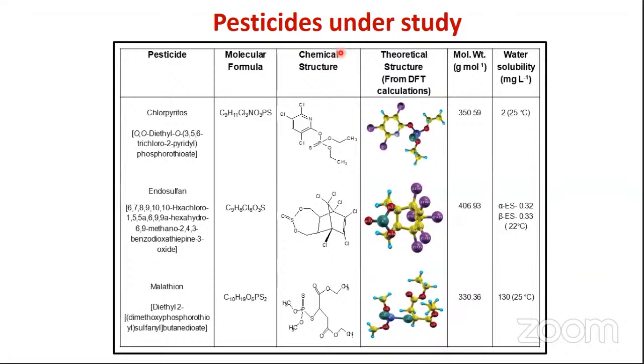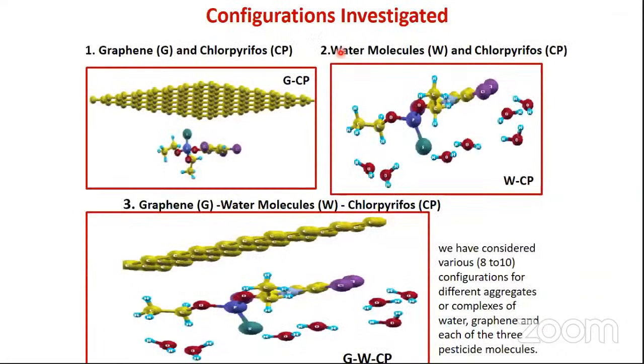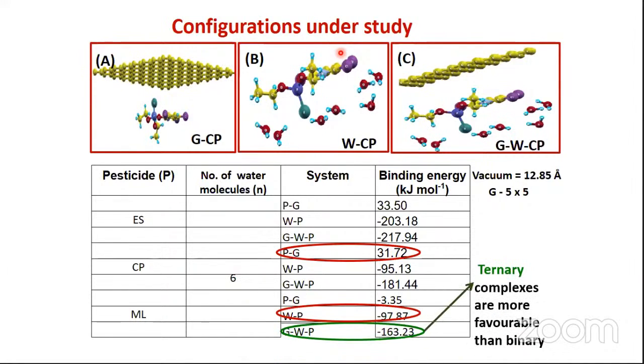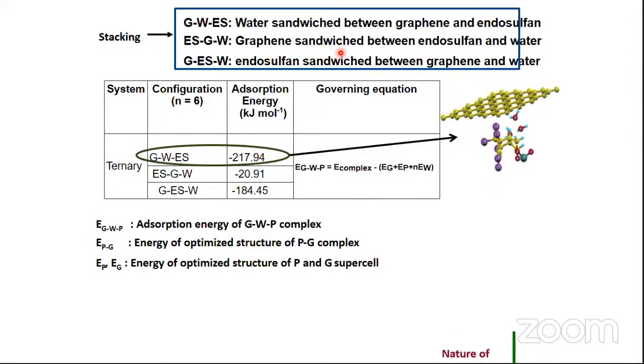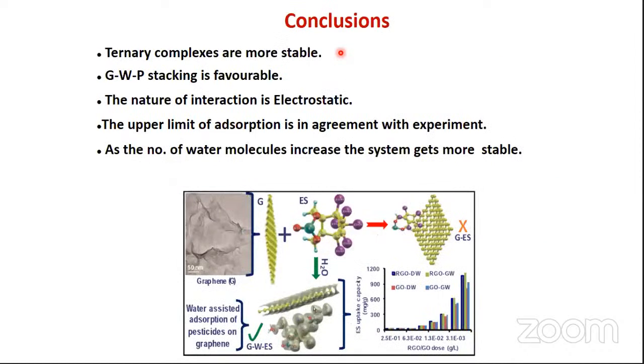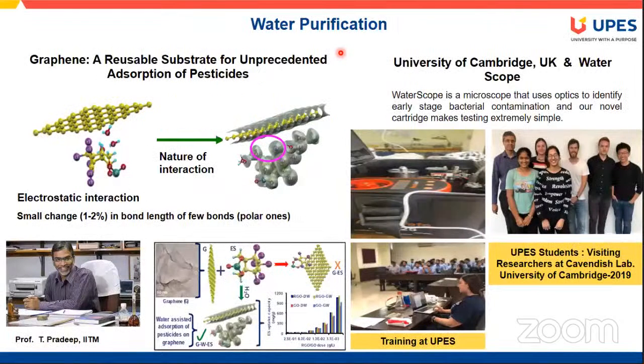And we did the simulations by looking at the different stacking sequences. What we found is that if you have ternary complexes, they are much more stable. And then we tried to find out how much the uptake of pesticide could be and what will be the nature. This last year we collaborated with the University of Cambridge, and this equipment was given by Waterscope and the Physics Department, University of Cambridge, and our group is working on the simulations of how bacteria can be removed from these synthesized materials.